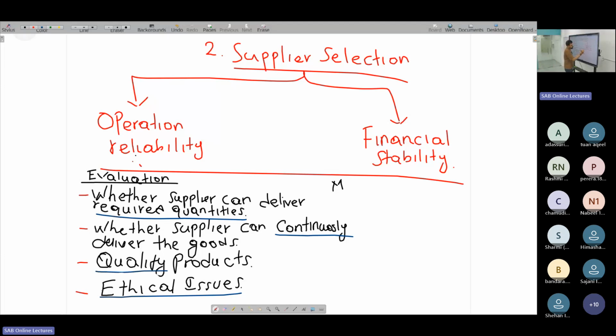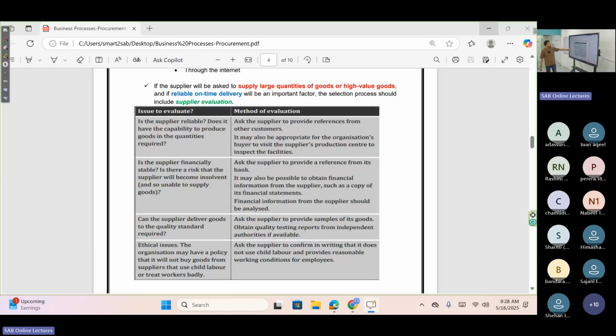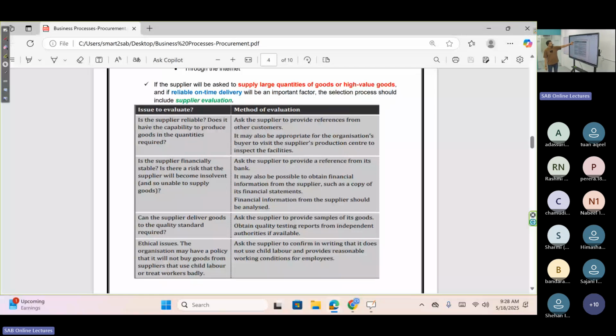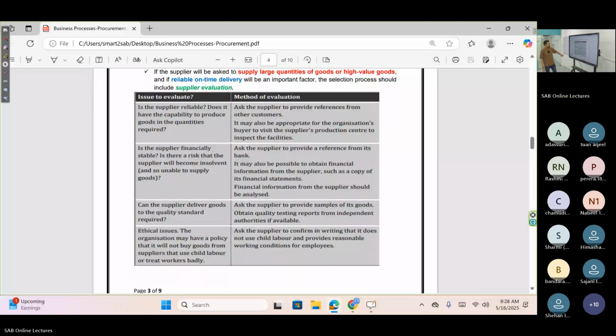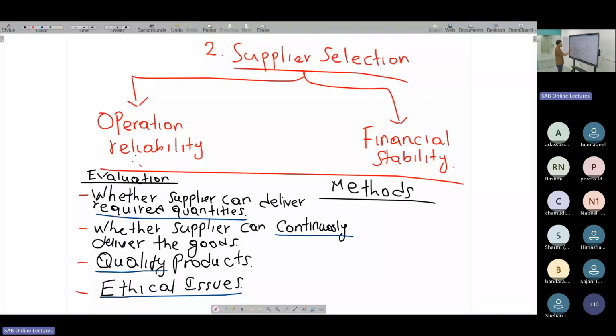Methods of evaluation. First we discuss this one: the issues to evaluate. So here you can mention like this.